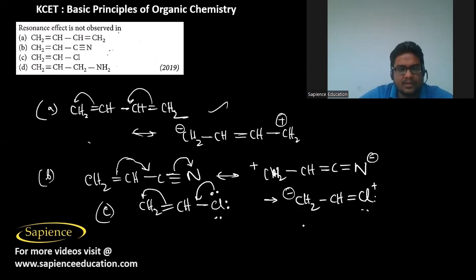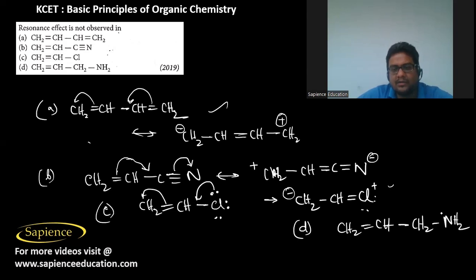So in option C also resonance effect can happen, but in option D we can see CH2 double bond CH single bond CH single bond NH2. Nitrogen has got one lone pair here, but it cannot undergo resonance, since if it comes here, there is no multiple bond here which can get transferred. So here there is no resonance effect. So option D is the correct answer.